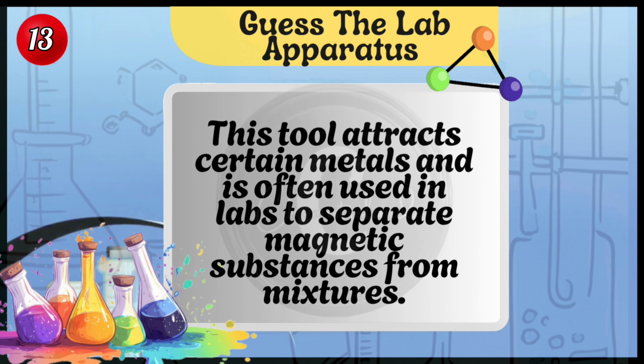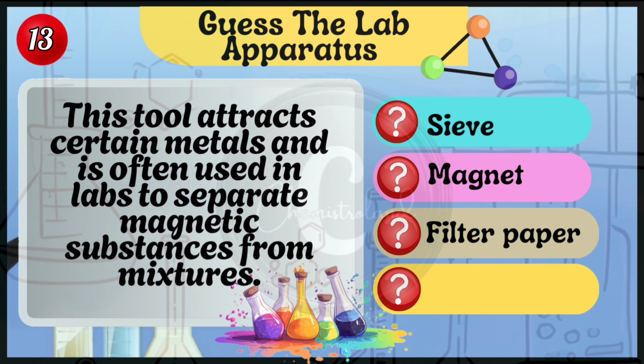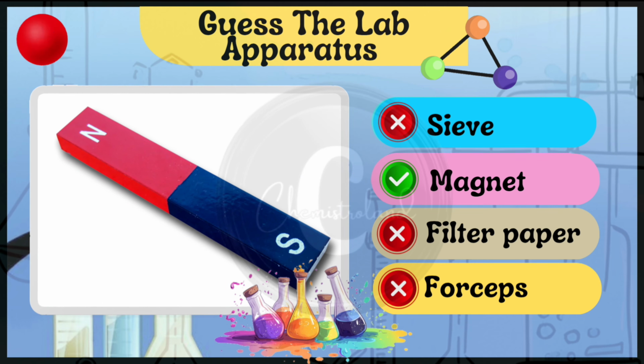This tool attracts certain metals and is often used in labs to separate magnetic substances from mixtures. Clues are sieve, magnet, filter paper, forceps. Magnet is the correct answer.